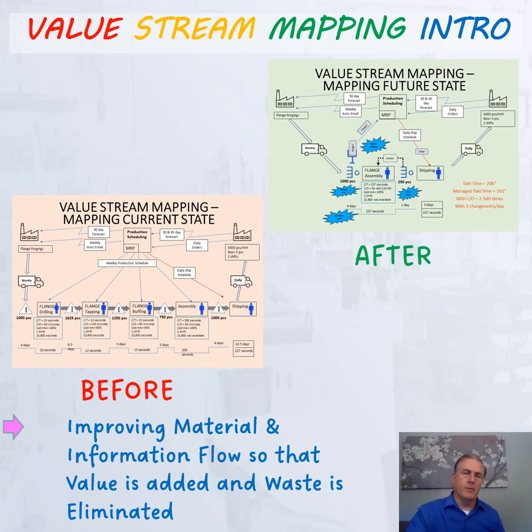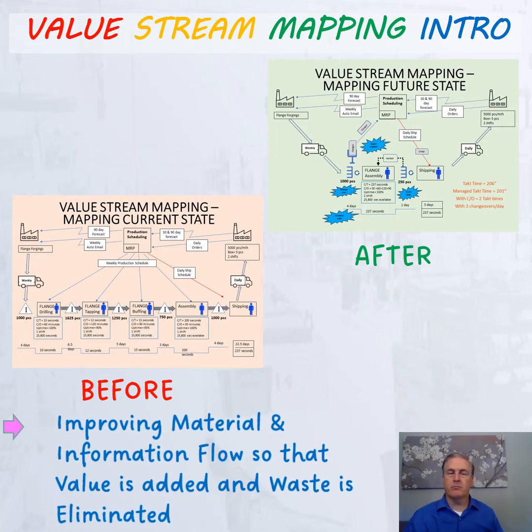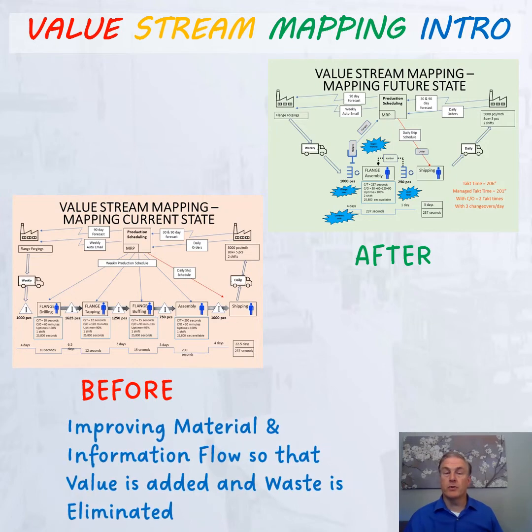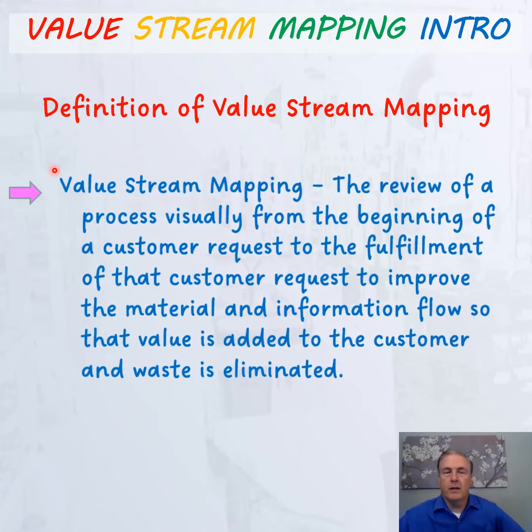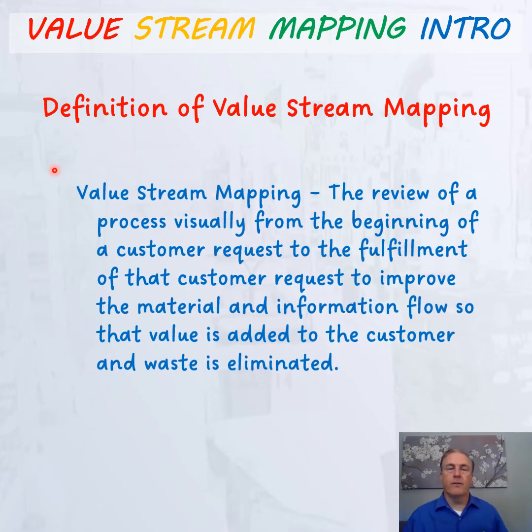So what we're looking at doing with value stream mapping is improving our material and information flows so that value is added and waste is eliminated. If we look at the definition of value stream mapping, it's the review of a process visually, from the beginning of a customer request to the fulfillment of that customer request, to improve the material and information flow so that value is added to the customer and waste is eliminated.